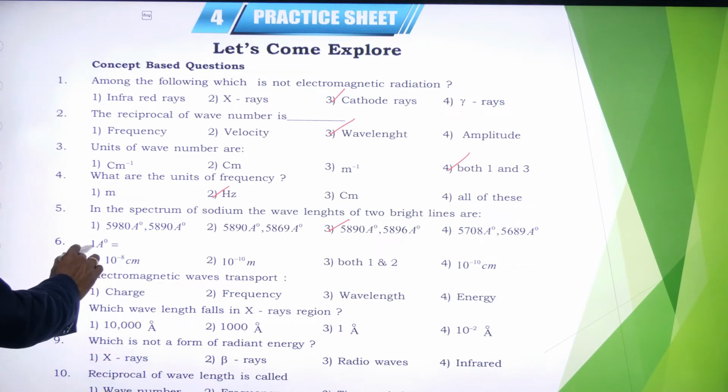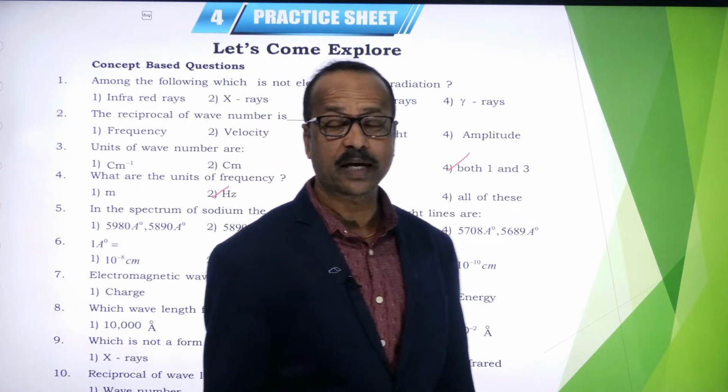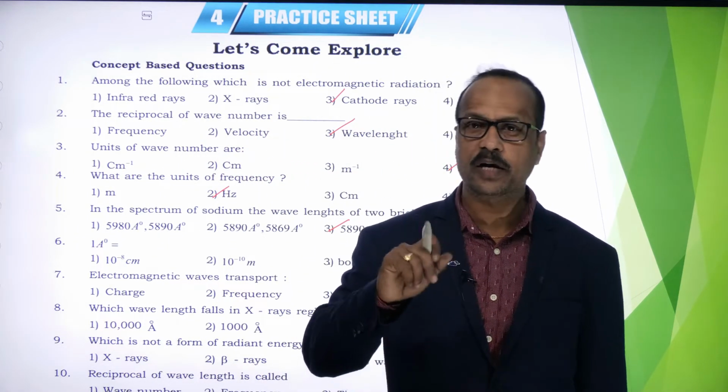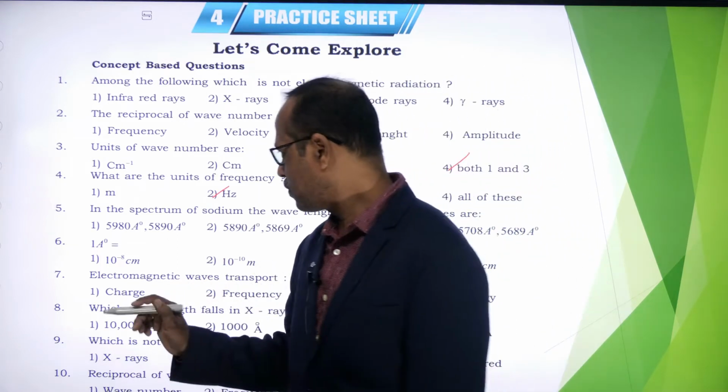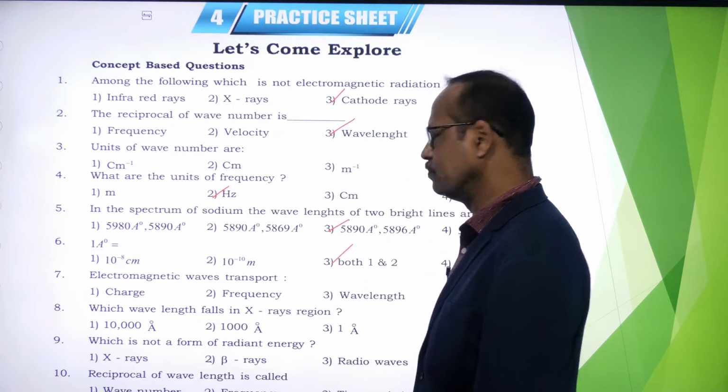Okay, next, 1 angstrom is equal to what? 10 to the power of -8 centimeters or 10 to the power of -10 meters. So 10 to the power of -8 centimeters is correct, and 10 to the power of -10 meters is also correct. So both 1 and 2.